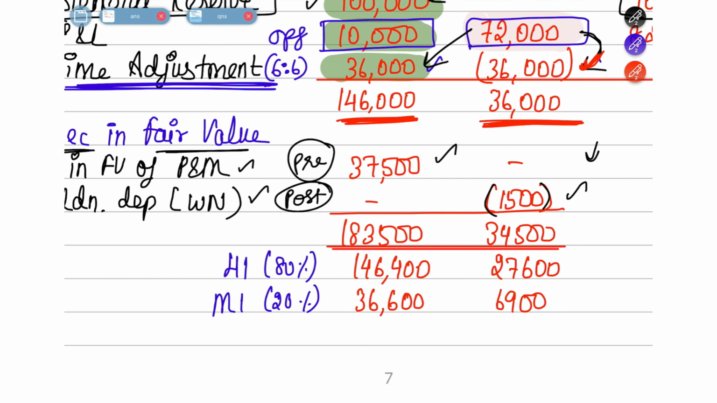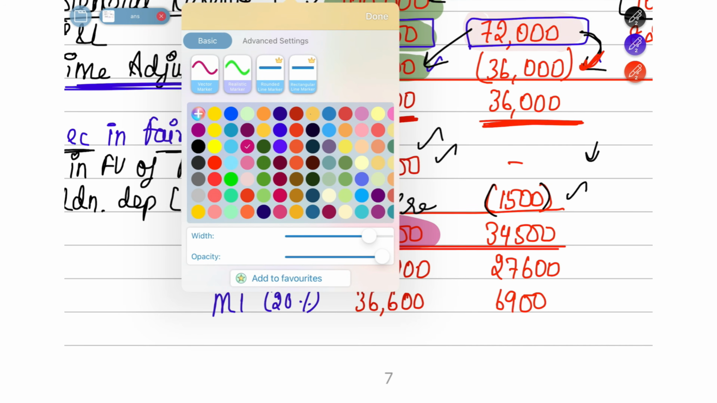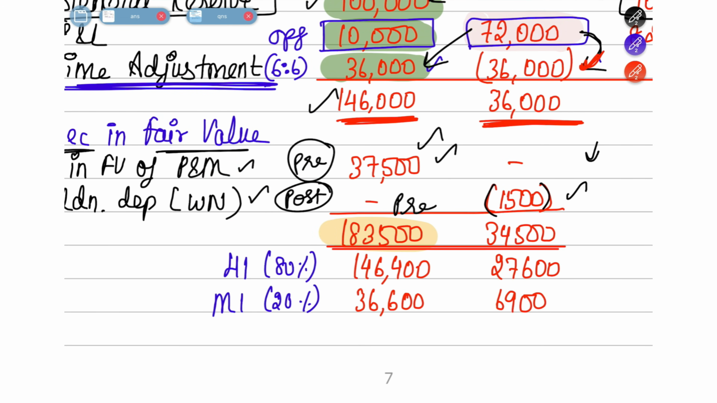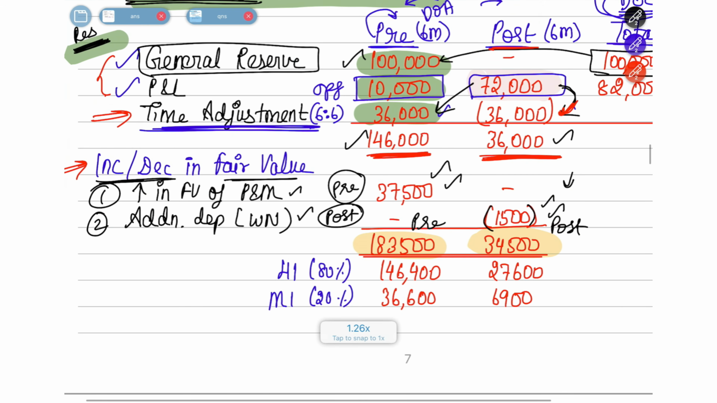So 1,500 you have to deduct. So the pre-period balance will be 1,46,000 plus 37,500, which is 1,83,500. Post period it is going to be 36,000 minus 1,500, so 34,500 will be your post period balance. So this is your pre period balance and this is your post period balance after all the adjustments that have been made to the analysis of profit statement.